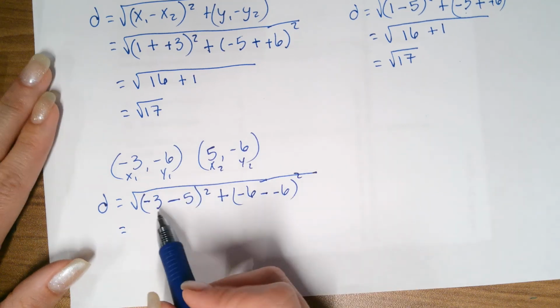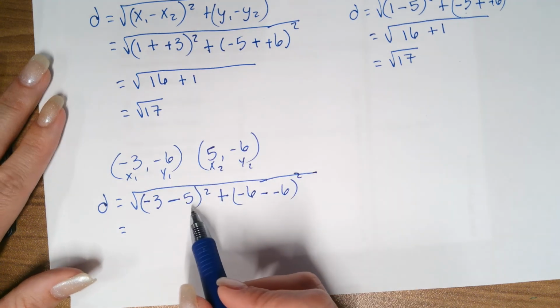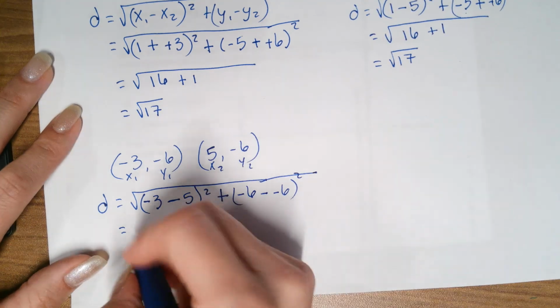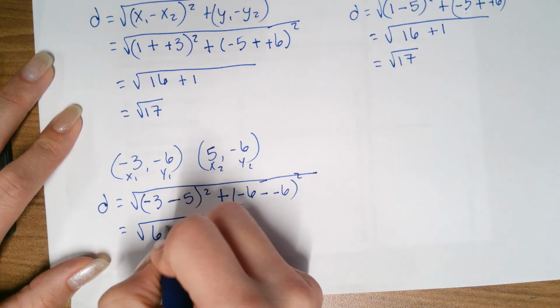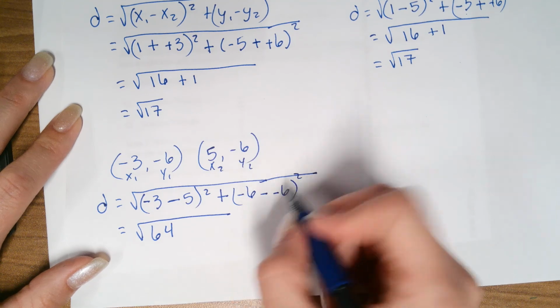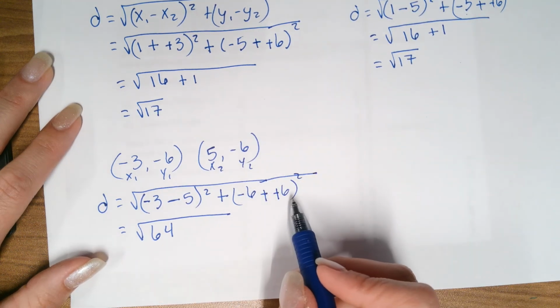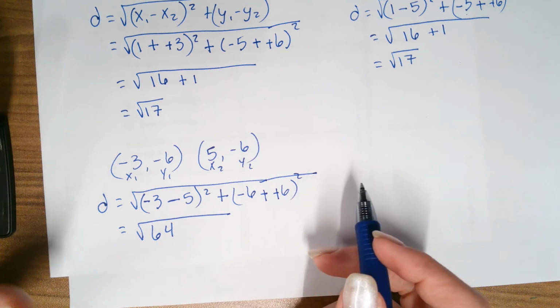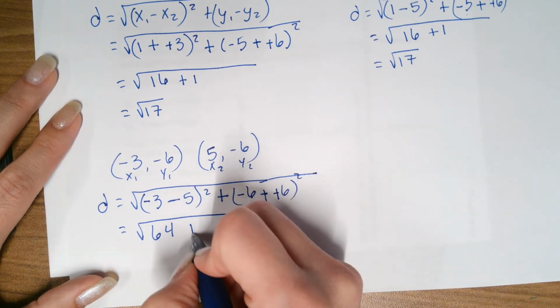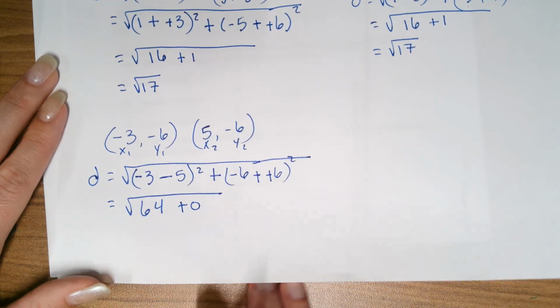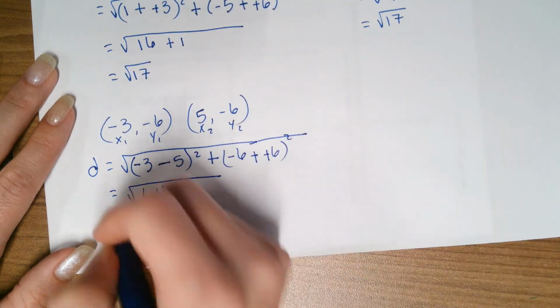And we'll simplify. -3 minus 5 is -8, and -8 squared, or -8 times -8, gives me +64. A negative and a negative make a positive, so I have -6 plus 6, which is 0. 0 squared, or 0 times 0, is just 0. So I have +0. 64 plus 0 is 64, and the square root of 64, that's a pretty square root.